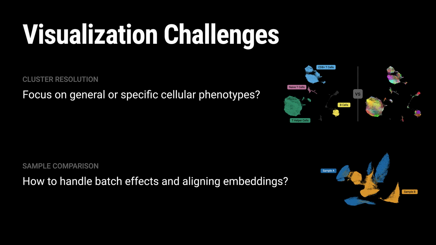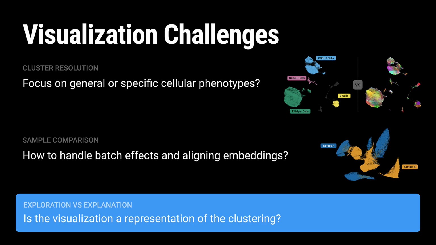So for instance, are we interested in just broad patterns that reveal general cell types? Or do we want to be able to visually differentiate more specific cell types, as indicated here by those colors? Also, when embedding multiple samples, how shall we handle batch effects? Are we actually interested in the difference between the two samples shown here? Or do we rather want to focus on the cellular differences? And so in general, an overarching question is, are we using the embedding to explore or to explain clustering results? The reason why it can be challenging to achieve both is because there can be a disconnect between the data used for embedding and the data used for clustering.